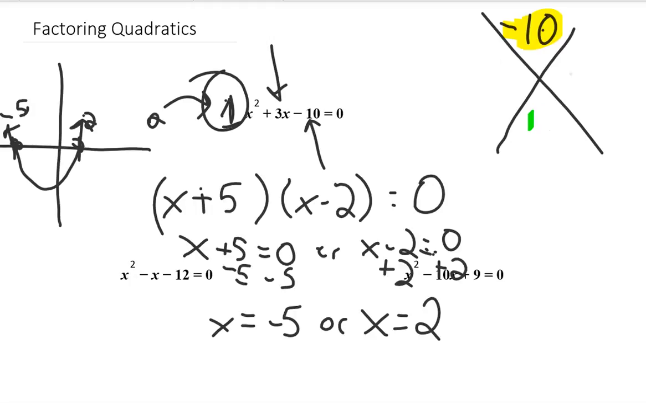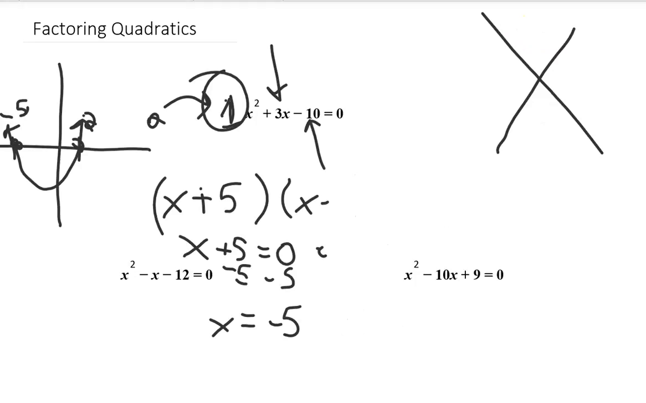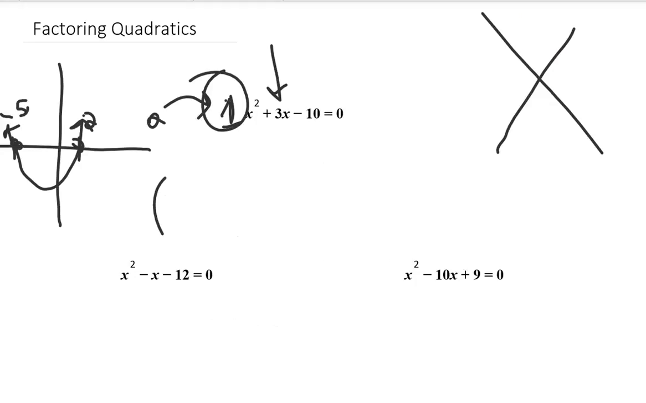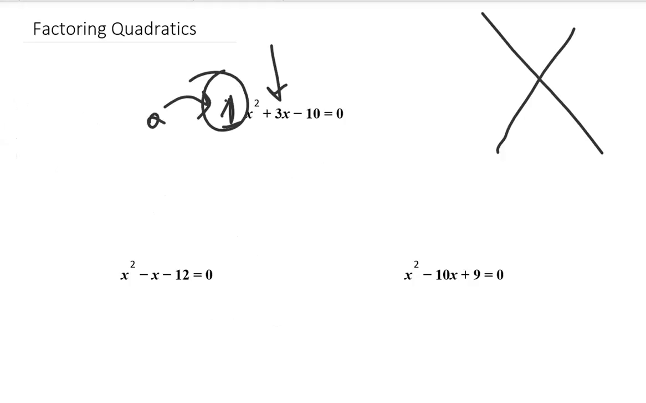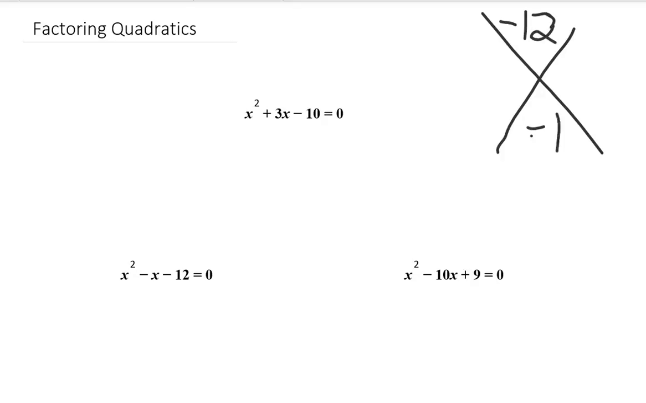Now if I look at my next problem, I've got x squared minus x minus 12 equals 0. So I can use the same X. I'm going to put negative 12 on top and a negative 1 on the bottom. Now I have to find two numbers that will combine to be negative 1 and multiply to be a negative 12. Factors of 12: 1 and 12, 2 and 6, 3 and 4.